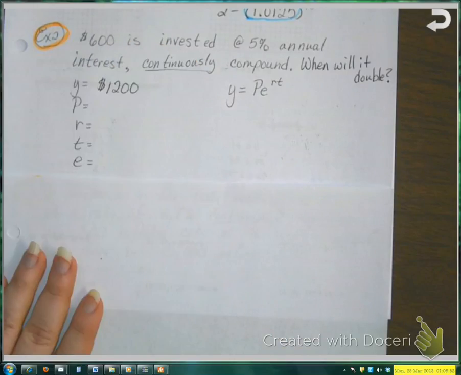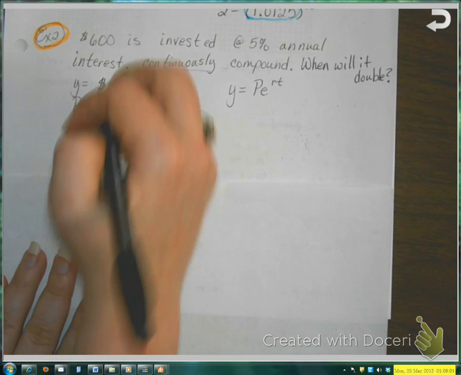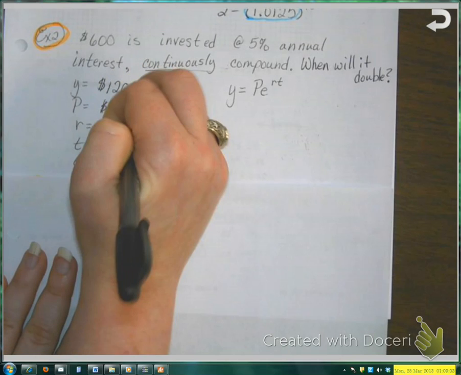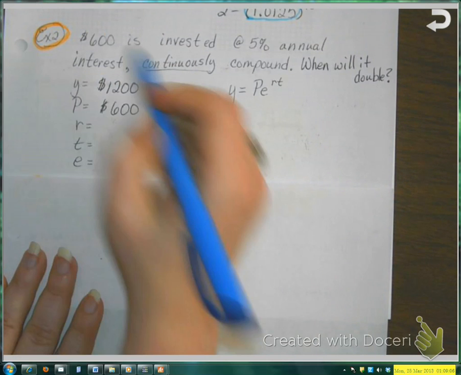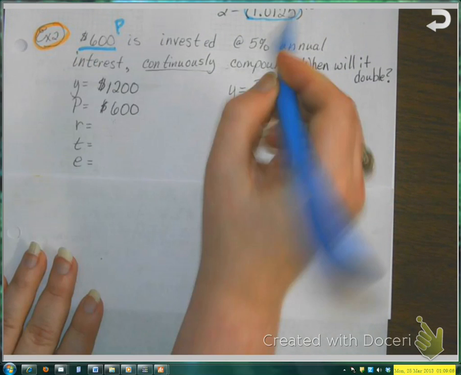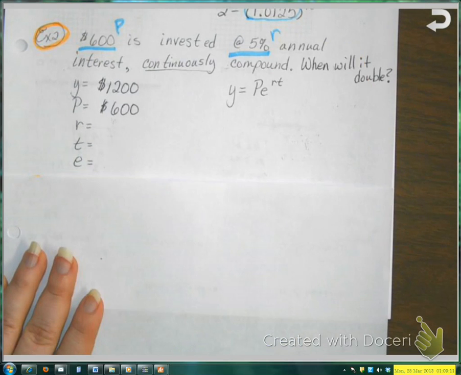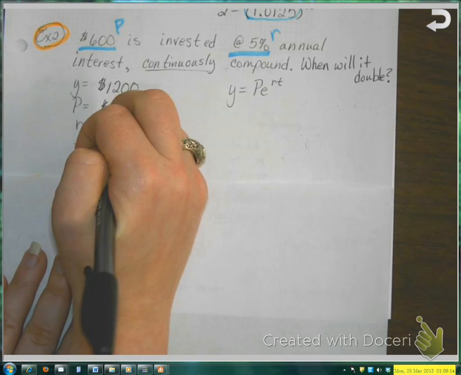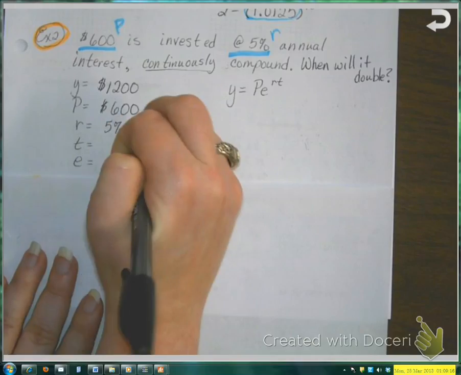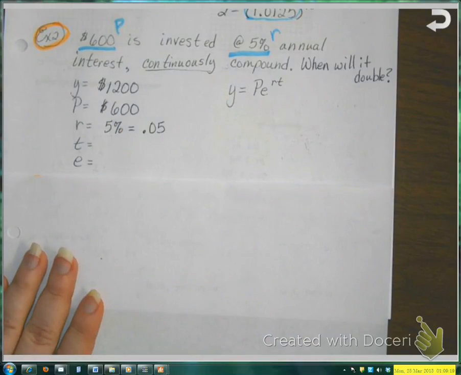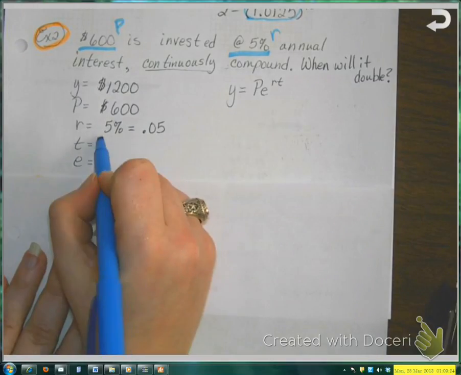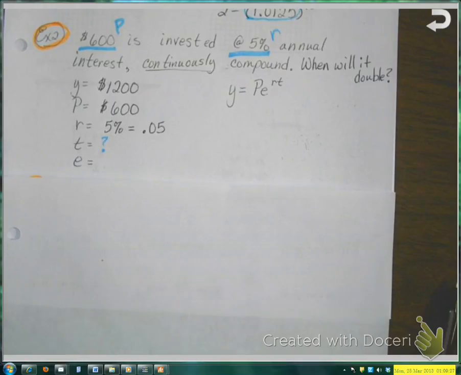Now remember, P stands for principal, which is my initial amount. What was the initial amount? 600. I still have an R. And my R is what? Yes, 0.05. We convert that percentage to a decimal. T. Well, T is what we're looking for because it's continuously compounded. Notice we do not have an N. Instead, we have an E.